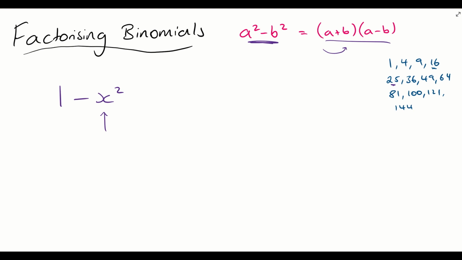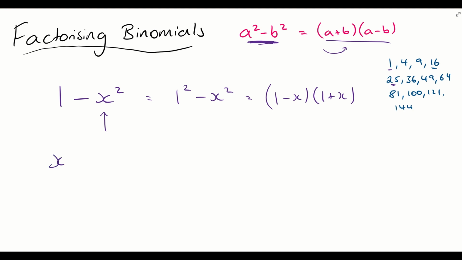Well, the number 1 is one of our magic numbers. So I can write this as 1 squared minus x squared, because 1 squared is 1. Now I've got it looking nice like my a squared take b squared up here. So I punch this straight into my brackets on the right hand side. I get 1 minus x times by 1 plus x. So that is going to be my answer there.